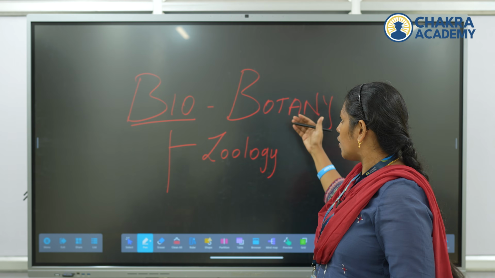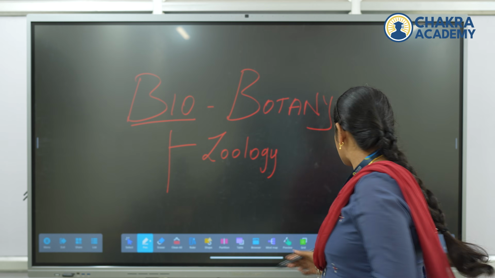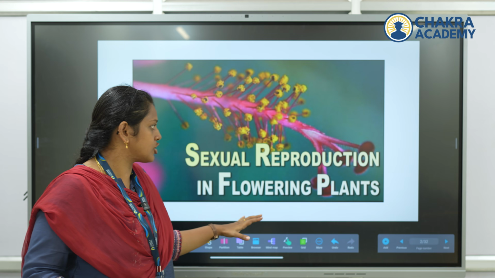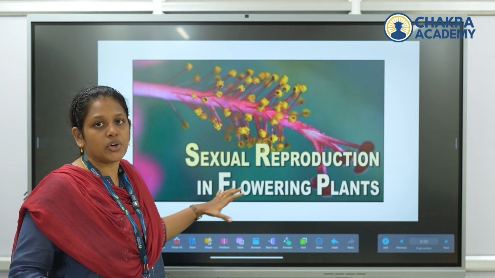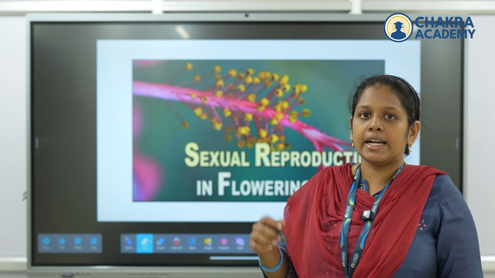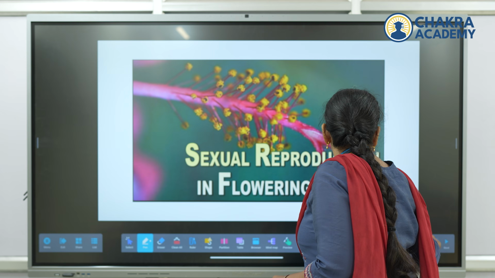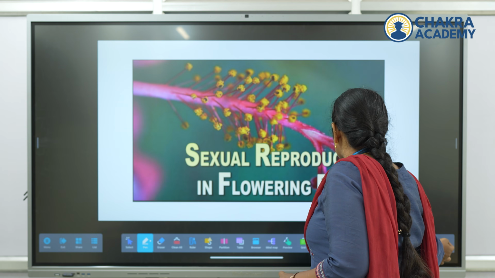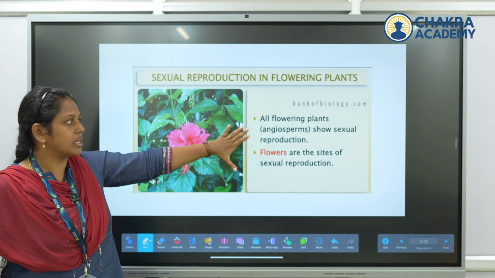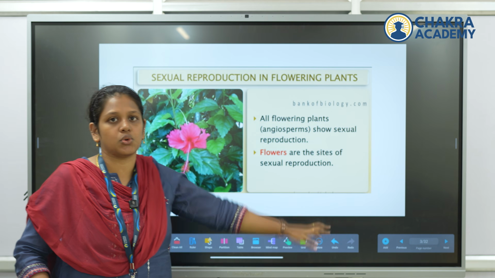In this we are going to see botany chapter 1, sexual reproduction in flowering plants. It is a very important topic. Why? Because if there is no sexual reproduction, it is doubtful that the next generation can be carried on. The plants in which sexual reproduction is carried out are known as angiosperms. All flowering plants come under angiosperms, which show sexual reproduction.